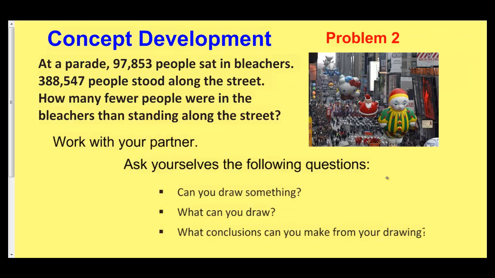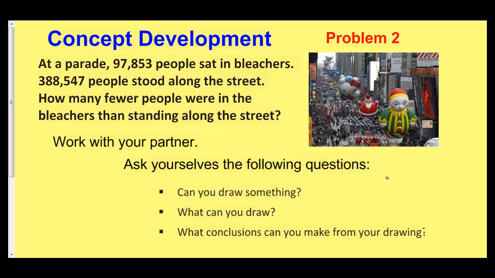Let's try another one. Again, let's read and let's see if we can draw something. At a parade, 97,853 people sat in the bleachers. 388,554 people stood along the street. How many fewer people were in the bleachers than standing along the street?